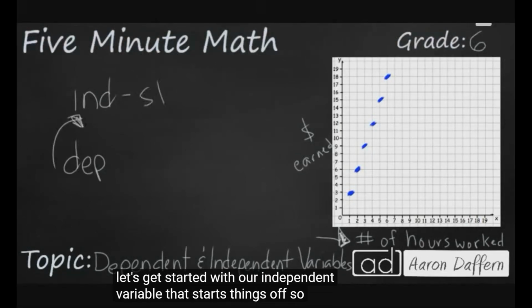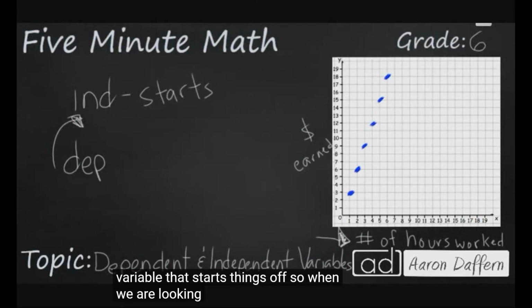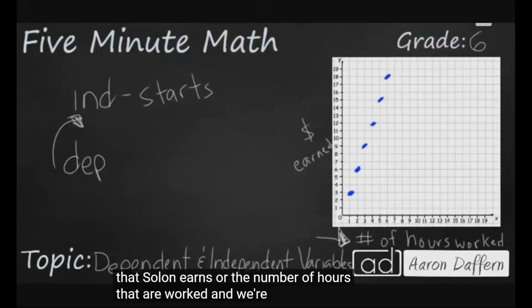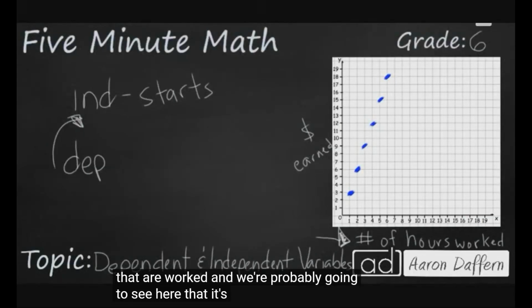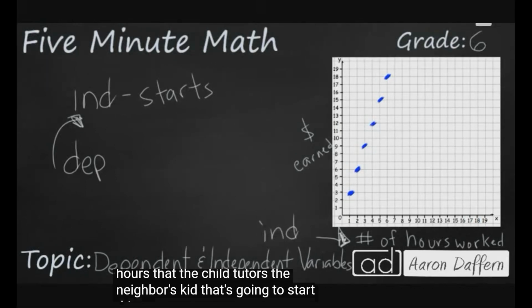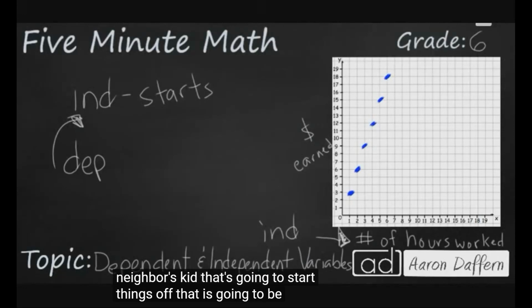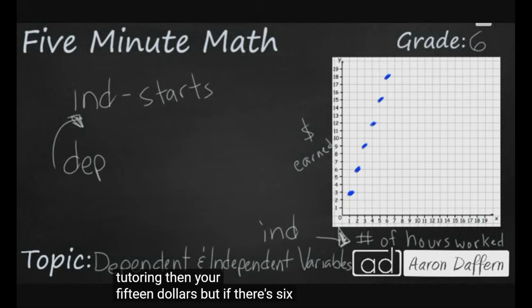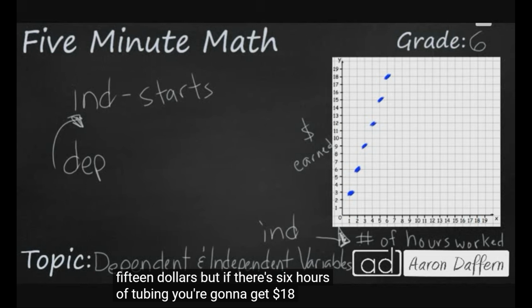That starts things off. So when we are looking at this situation, what do we start with first? The amount of money that someone earns or the number of hours that are worked? And we're probably going to see here that it's the number of hours that the child tutors the neighbor's kid. That's going to start things off. That is going to be what drives how much money is earned. Because if there's only 5 hours of tutoring, then you're going to get $15. But if there's 6 hours of tutoring, you're going to get $18.